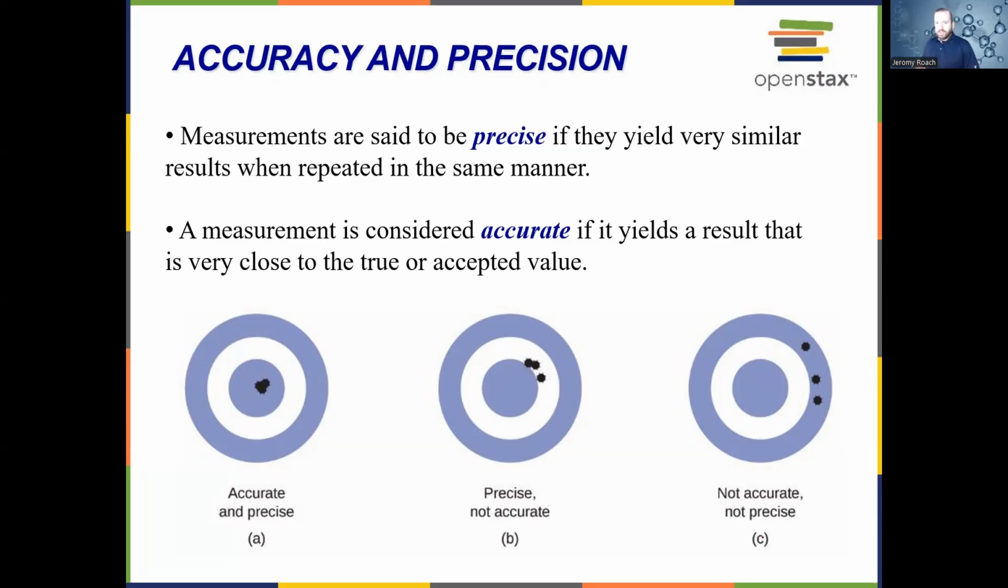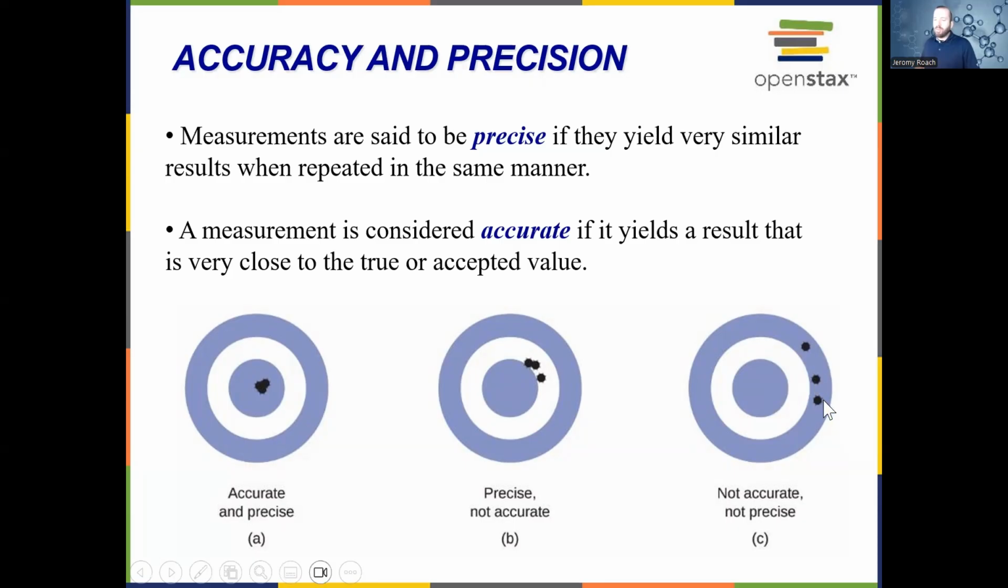So let's look at this, instead of A, B, C, let's look at it this other way here. So for C, these 3 are not accurate and they're not precise. These 3 marks on the bullseye are not on the bullseye. That means they're not accurate, and they're not precise because they're not all the same value.